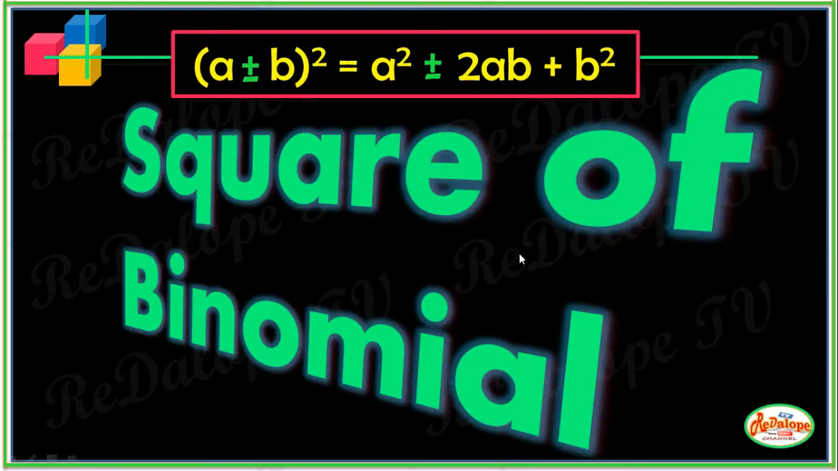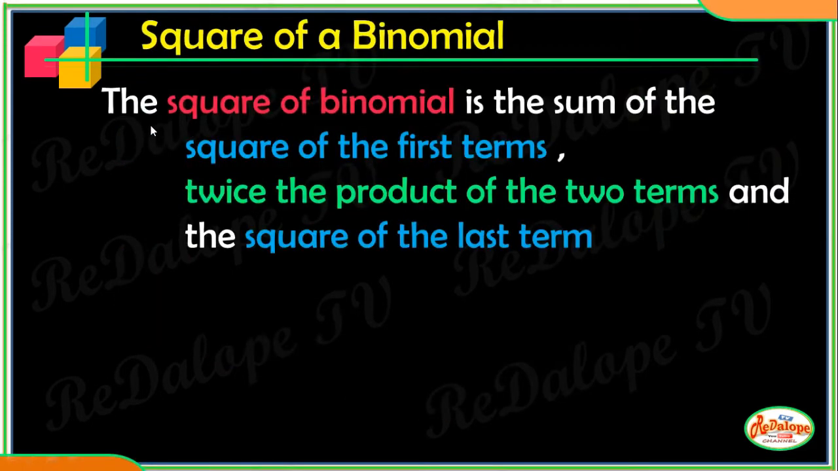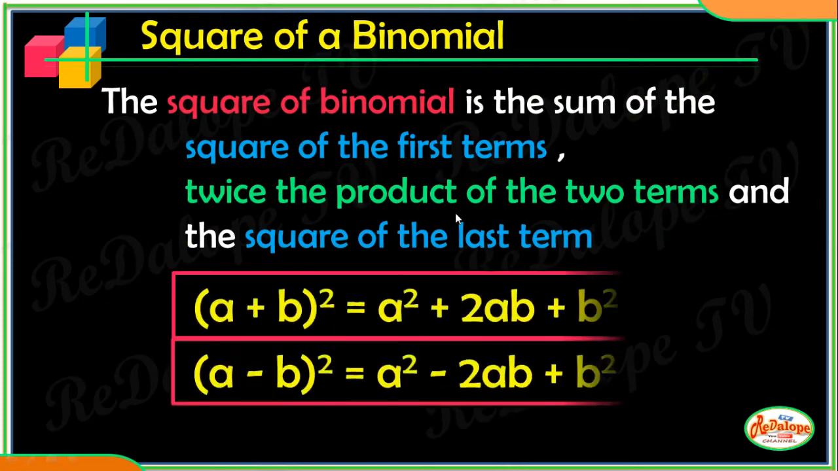The next type is simply known as the square of a binomial. So when finding the square of a binomial, that is simply the sum of the square of the first term, twice the product of the two terms, and the square of the last term. So when squaring a binomial, the product is composed of three terms.